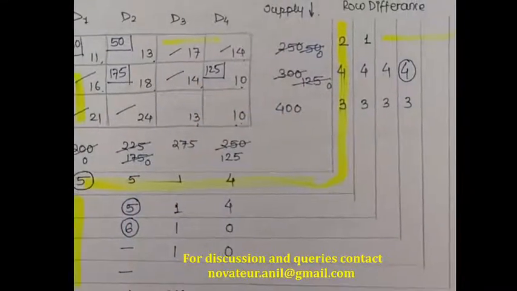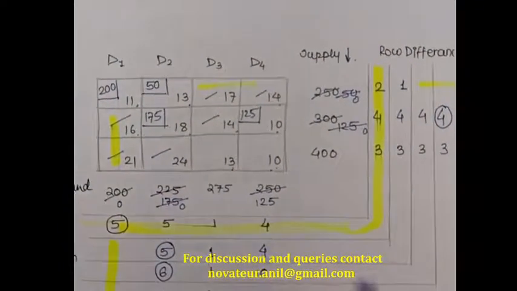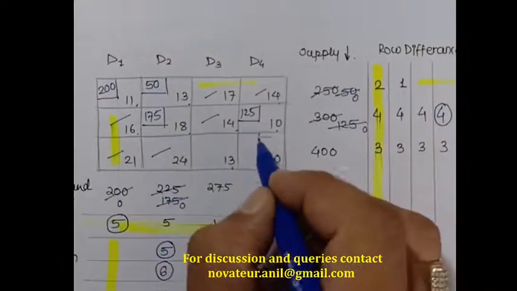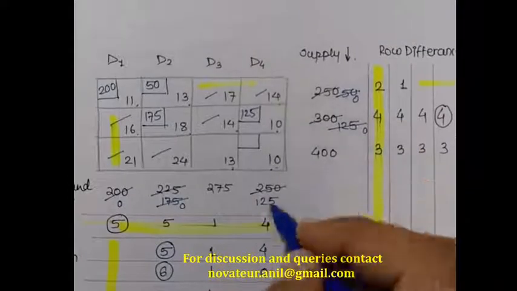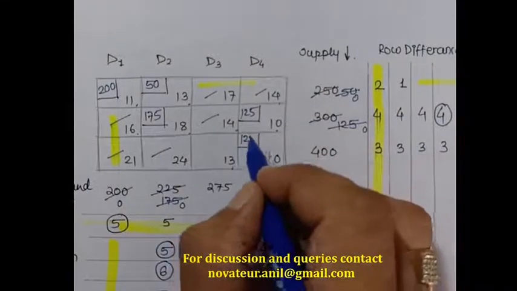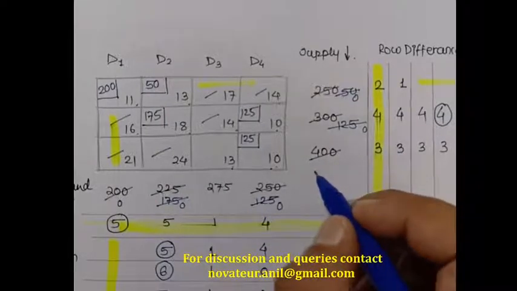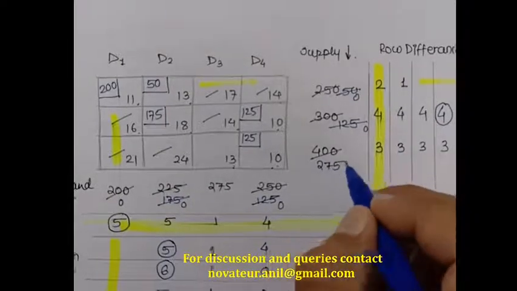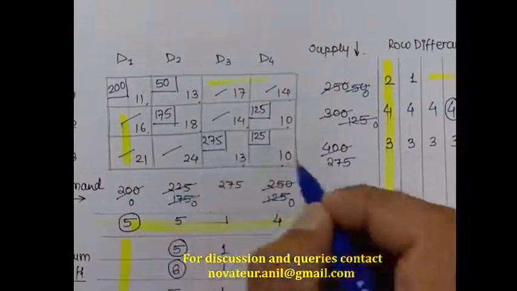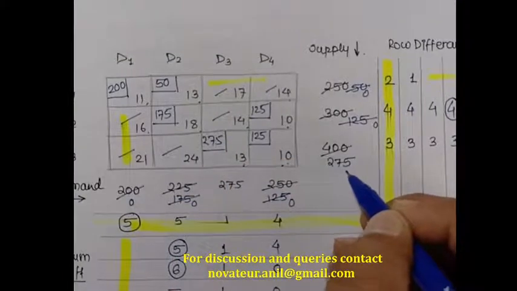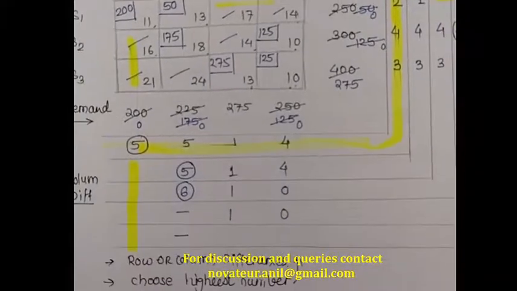Now I am only left with these 2 rows and no columns, so I'll directly choose the smallest between the two. This is nothing but 10, so I'm going to assign 10. Supply is 400, demand is 125, so I am going to assign the smaller one, that is 125, remaining is 275. Only one cell remains, so I am going to assign it the 275 value, that is similar to supply and demand. That means I have done a good job and it is assigned.